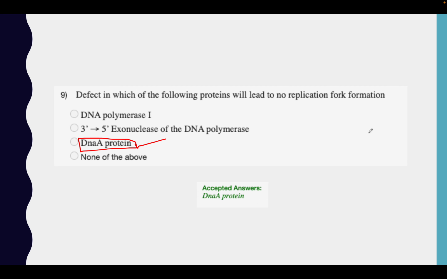Without a functional DnaA protein, the replication process cannot even begin. Even if we have DNA polymerase and the exonuclease activity of another DNA polymerase, DNA replication will still not begin if there is no formation of the replication fork. First of all, the DnaA protein binds to the ori C, then only the replication fork begins and DNA polymerase starts its function. Okay, so remember this. This is a very important question.